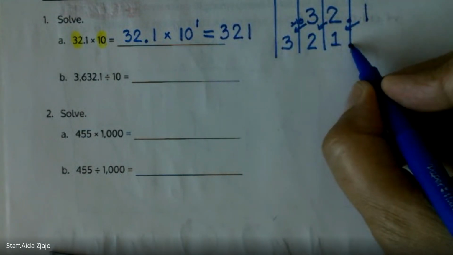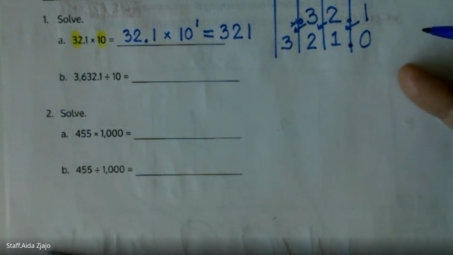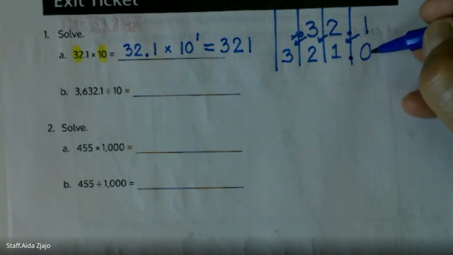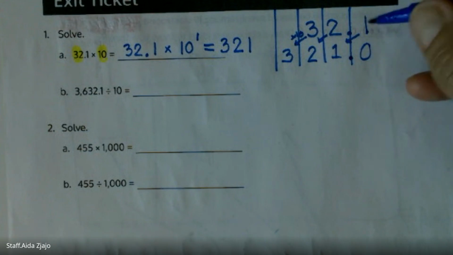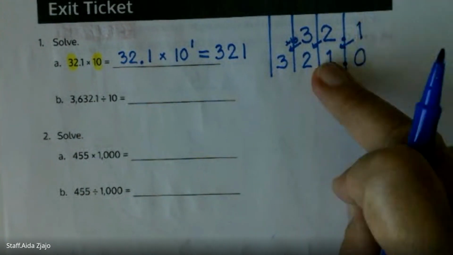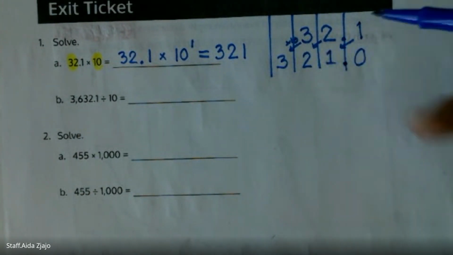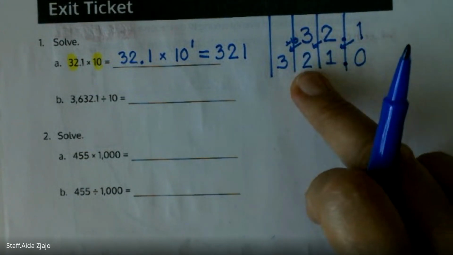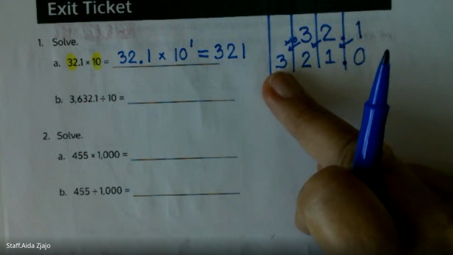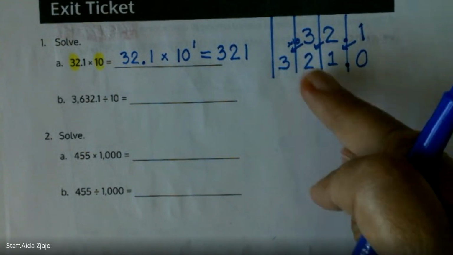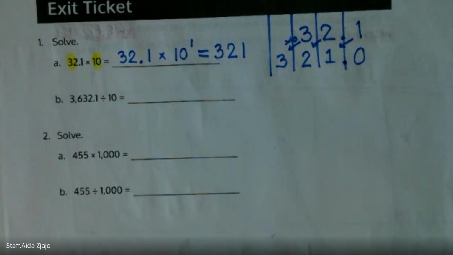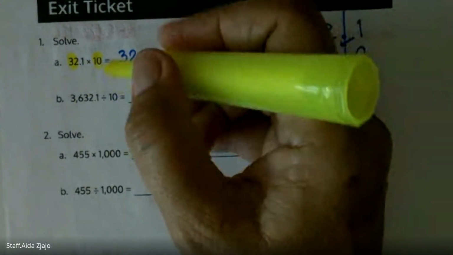321. Or we can add a 0 here. That's just a placeholder for empty. We don't have any tenths, because 1/10 times 10 is 10 tenths, which is 1. 2 times 10 is 20, and 3 times 10 is 30, 300 times... So that is 321.